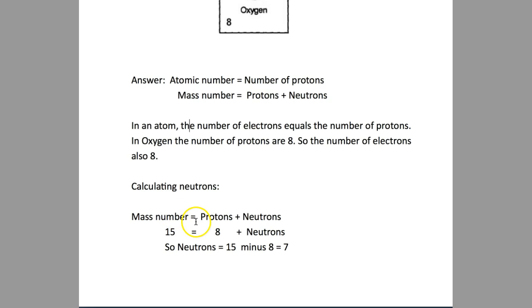So we know mass number equals protons plus neutrons. So the mass number is 15. We know the protons are 8, plus neutrons. So neutrons equal 15 minus 8 equals 7.